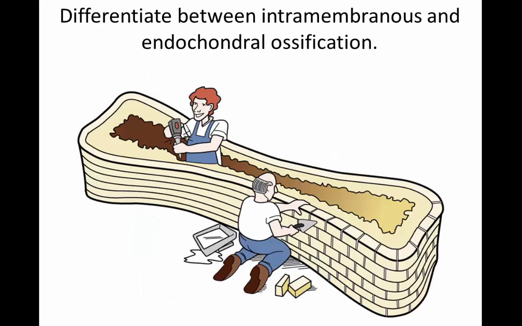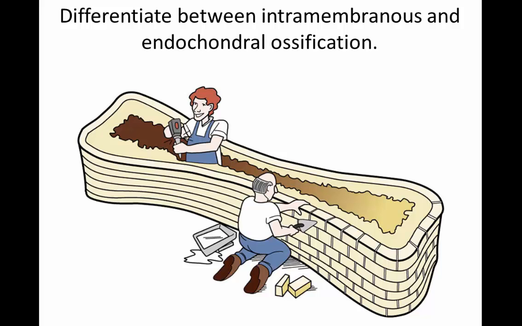We've now taken a look at the function of the skeletal system. We've also looked at the different regions, the axial and the appendicular skeleton. And we looked at the different shapes of bones within the skeleton, focusing on the long bones. So now we want to look at how bones actually develop in the first place.